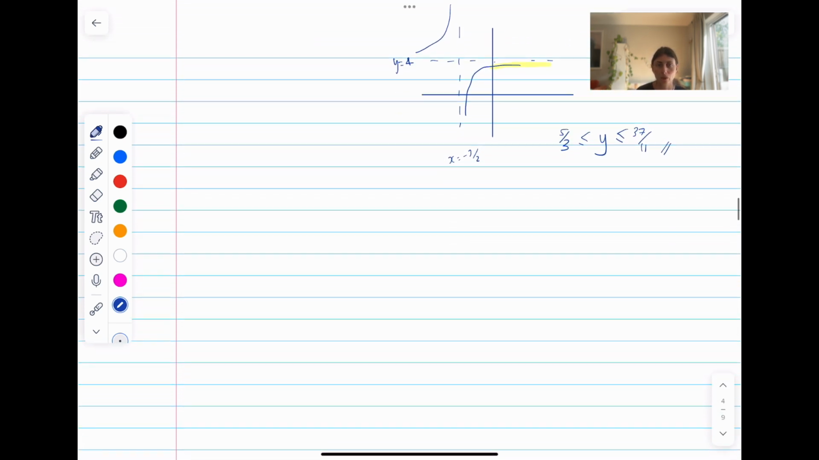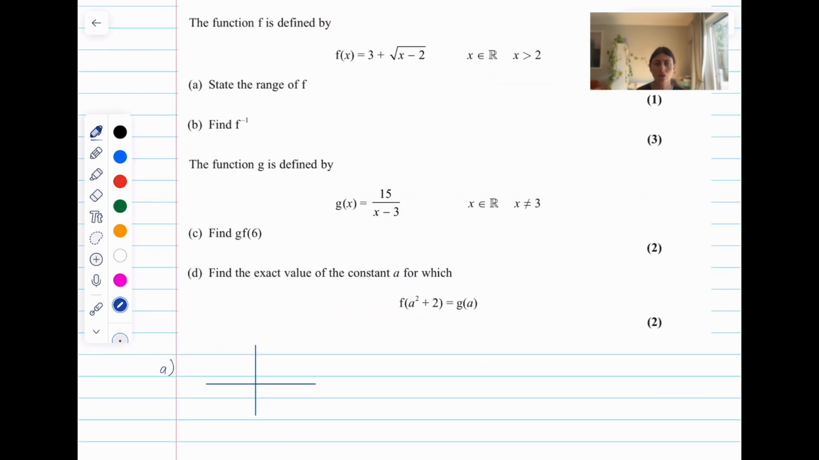Next, we've got this question which is talking about range of f, where f is a root function. So a root function looks like this, but we've got 2 transformations happening on it. We've got the plus 3, so that's the y values, and we've got x minus 2, so that will add 2 to the x values. This is using your knowledge of transformations. So when we apply those, it will look something like this.